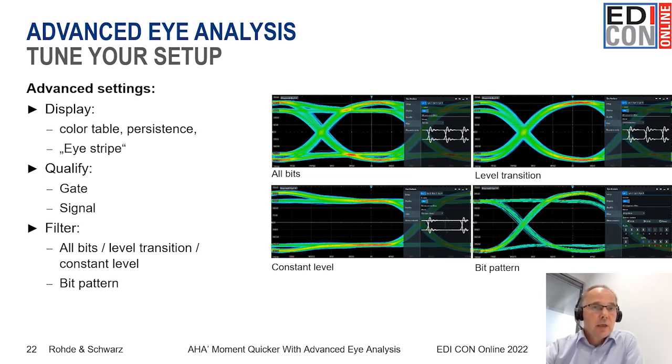I'll give more details about this in a second. I can define a gate on my signal, and I can also apply filters. For example, I can include all bits in my eye diagram, or I can just look for level transitions. If I have a transition from 1 to 1, when there's no transition, this is not excluded. Or I just want to build my data from constant levels, so here a 0-0 transition or 1-1 transition.